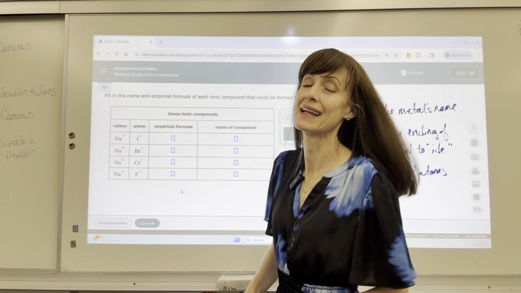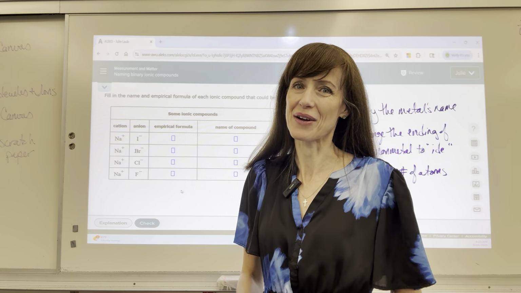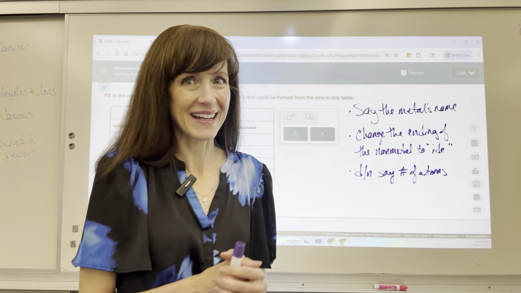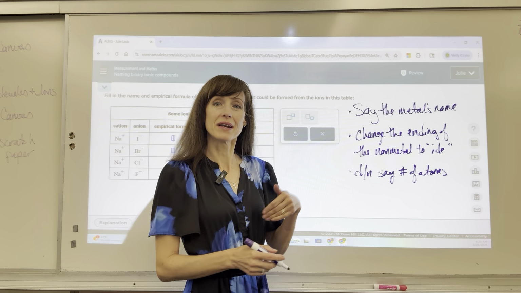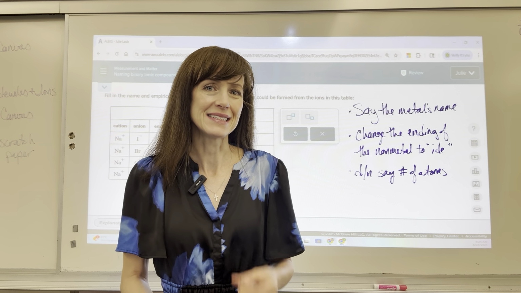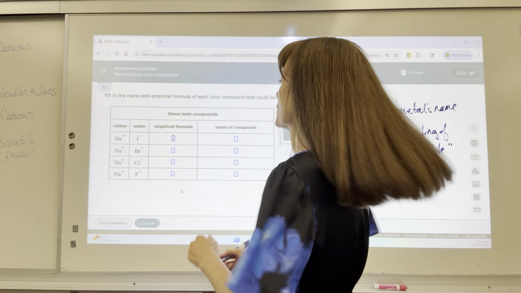Today we're going to do the ALEKS topic, naming binary ionic compounds. Here are the two fundamental rules in naming ionic binary compounds. First, you say the metal's name, and second, you change the ending of the nonmetal to -ide. Let's take a look at this first example.